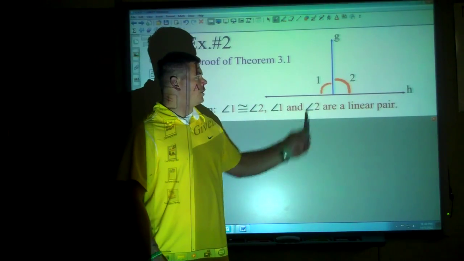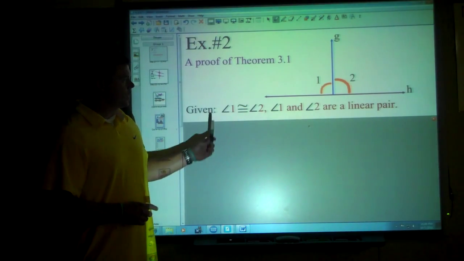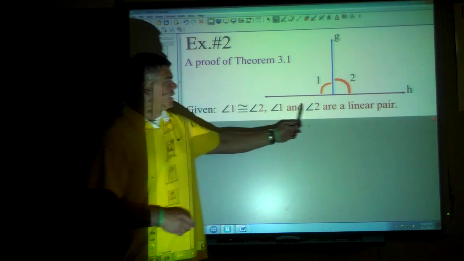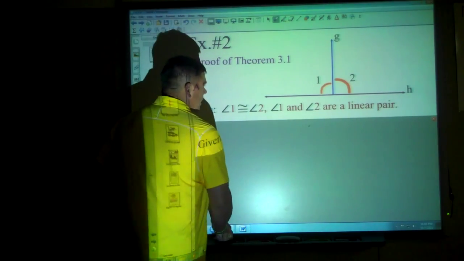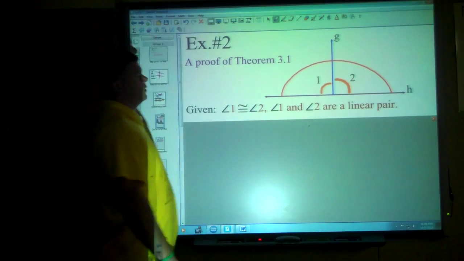Even though they don't connect with each other, there's a single arc in both, which means that they do connect and that they are the same. I also know that angles 1 and 2 are a linear pair. You recall, a linear pair means that this right here is going to be 180 degrees.